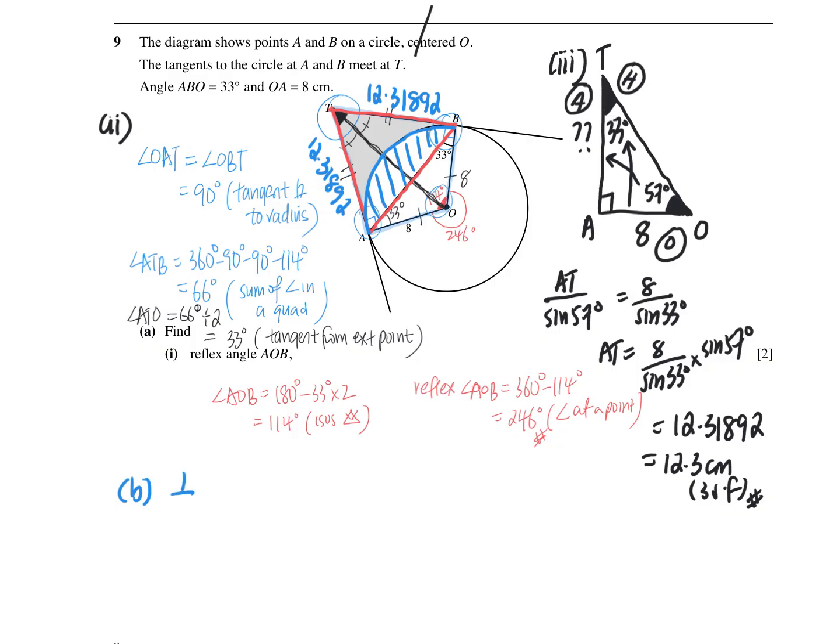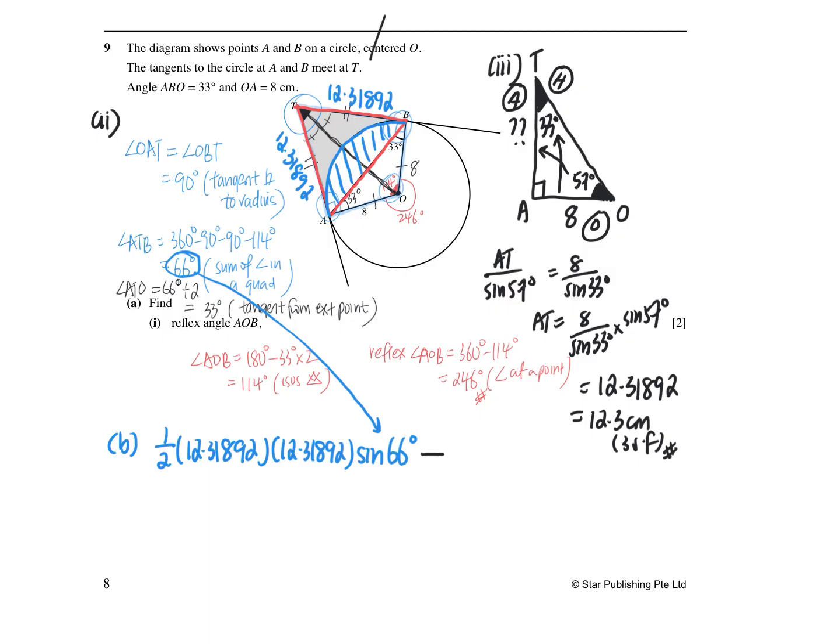Part B, half A B sine of the angle in between. I found it to be 66 already. This one. Okay, then I want to minus off the area of the segment. So there's another step I need to do.